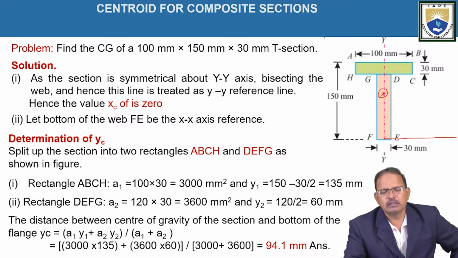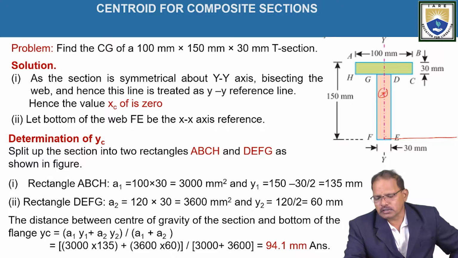So according to the law of moments for the area, yc is equal to (a1 y1 + a2 y2) divided by (a1 + a2). Here, this composite figure is first of all divided into some number of regular figures. Regular figures, according to engineering mechanics, may be in the form of square, rectangle, triangle, circle and semicircle.